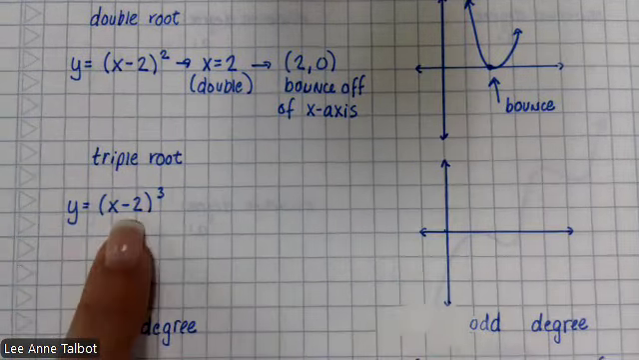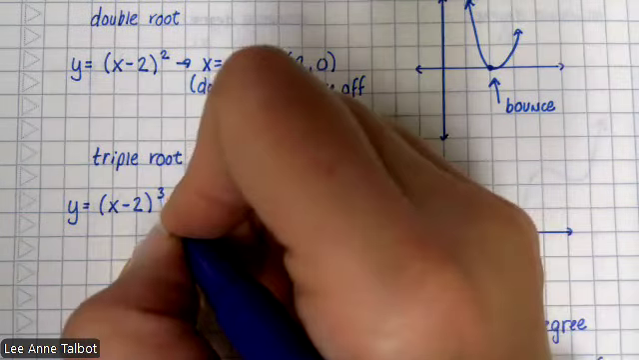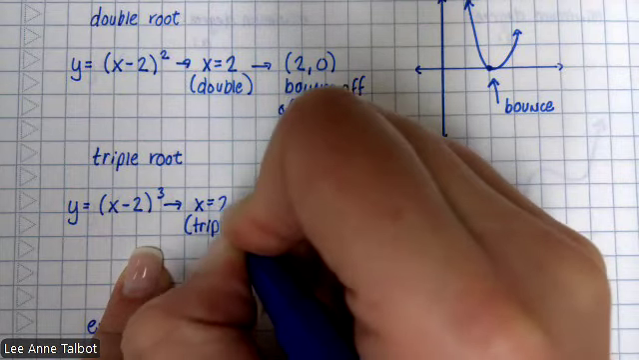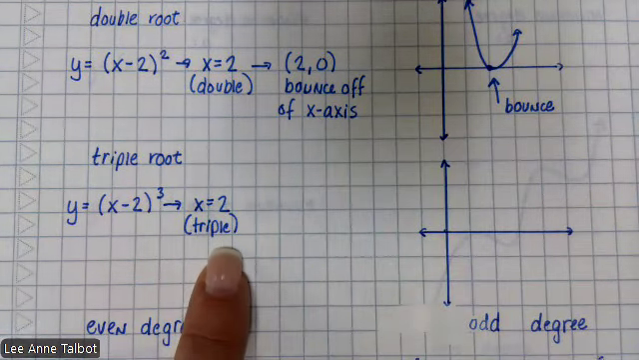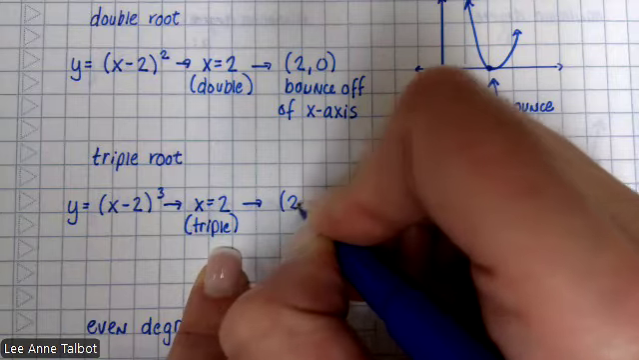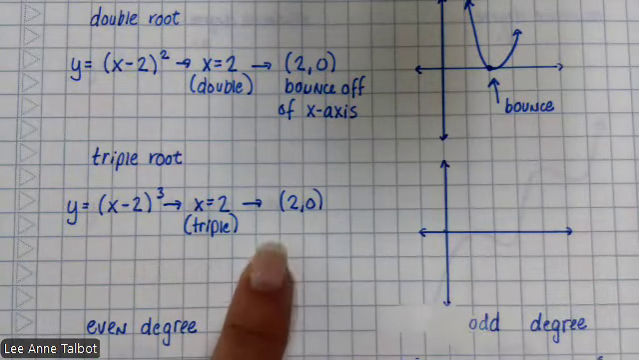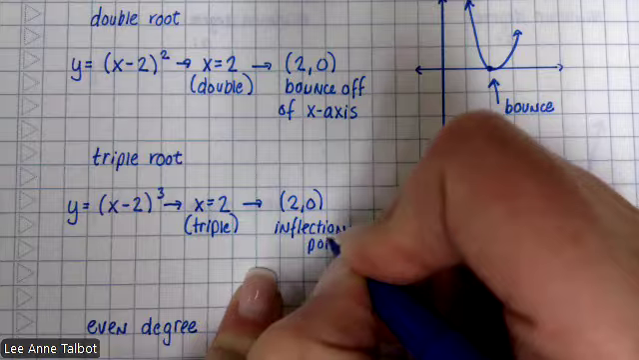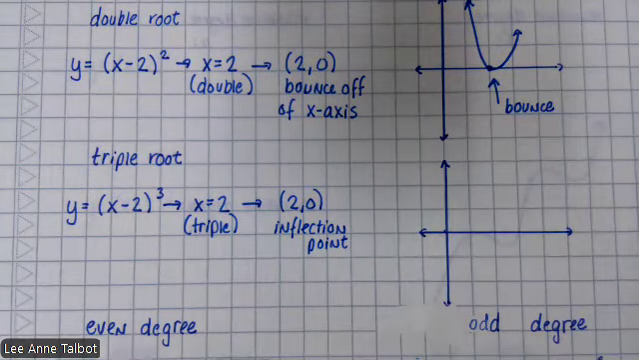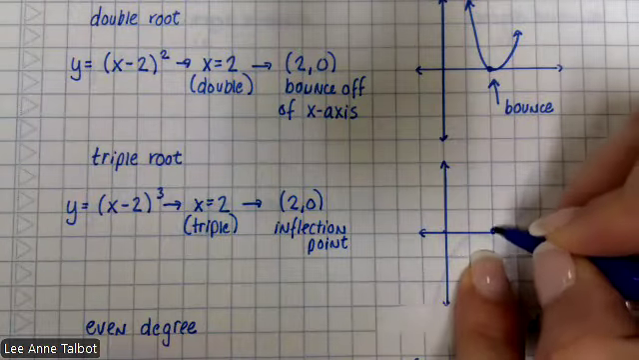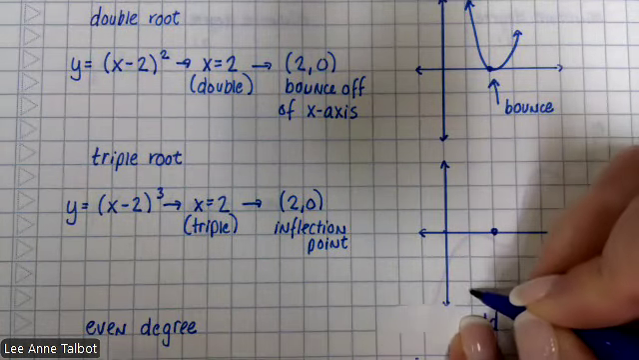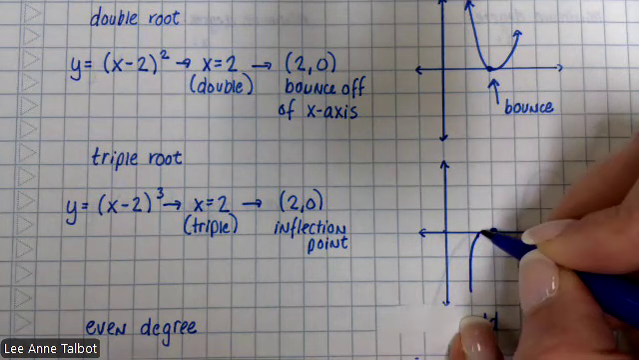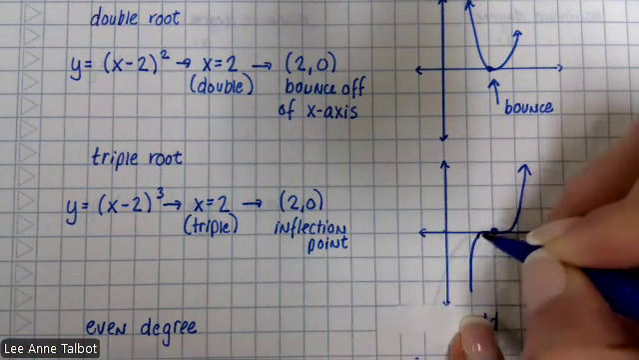Okay. So this one has a cubed. So we would say x equals 2 triple. And we would say the x-intercept would still be 2, 0, but this is an inflection point. Okay, so we're going to go to 2, 0 again and make our dot, and then come up from somewhere. You can start from the top if you want, it doesn't matter, but make a flat part at the actual root and then keep going.